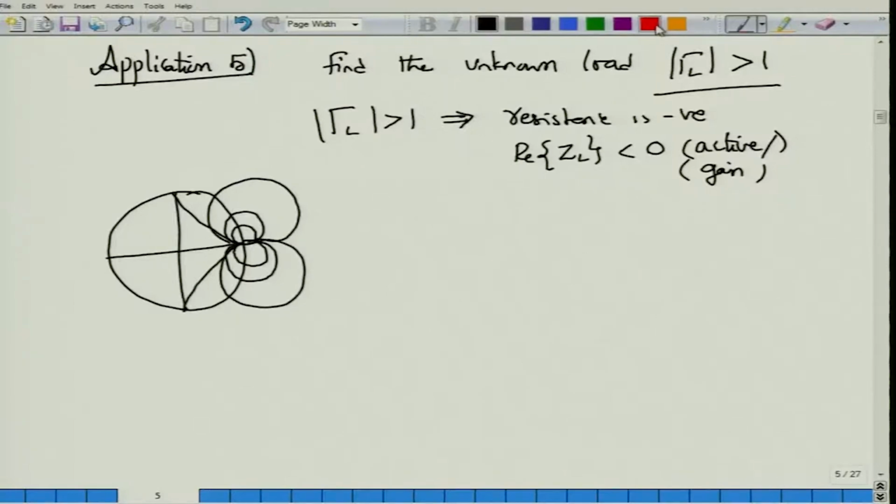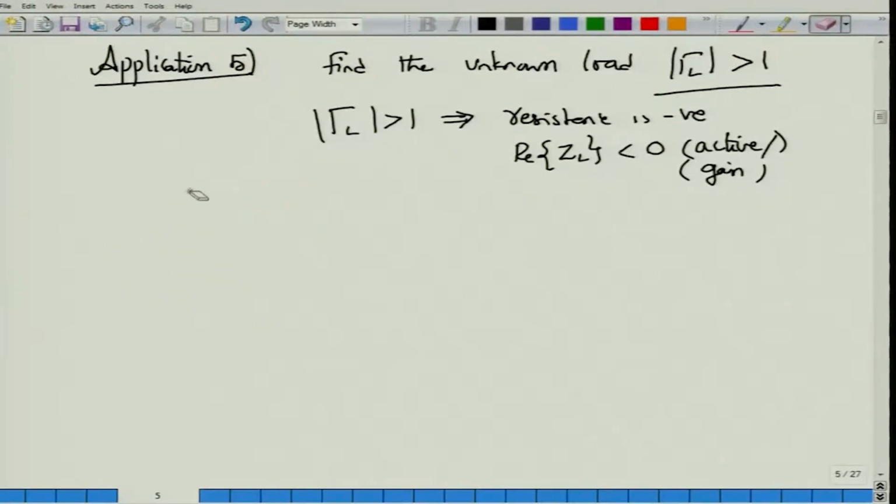It does not matter now that your gamma L is at this point. If you find this chart, you will be able to find out what the corresponding impedance is. Unfortunately, this negative resistance chart is slightly confusing if you are not designing amplifiers. So our usual method is to use the existing standard Smith chart itself and try to find out the value of the unknown load.